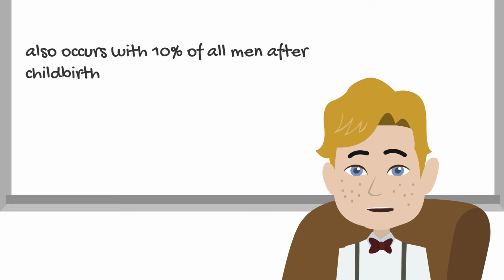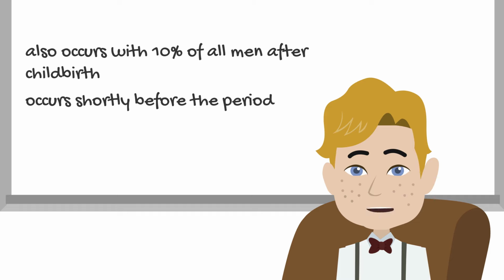The second one is premenstrual dysphoric disorder, and it's a form of depression which occurs with women shortly before their period. Symptoms can be, but are not limited to, irritability, anxiety, fatigue, feelings of being overwhelmed, and many more.